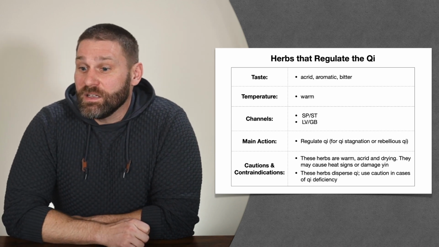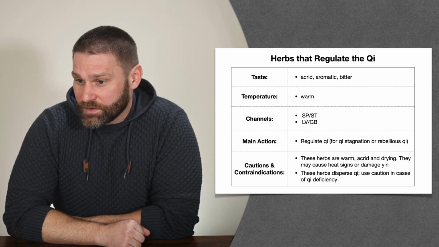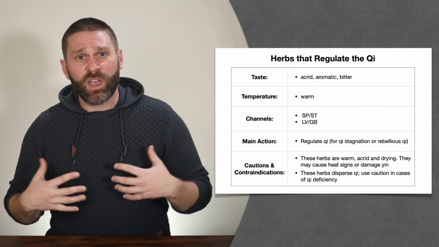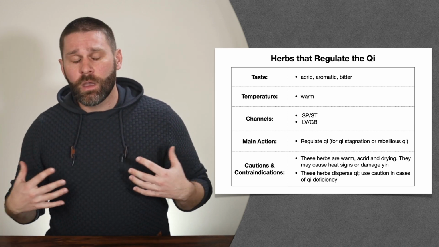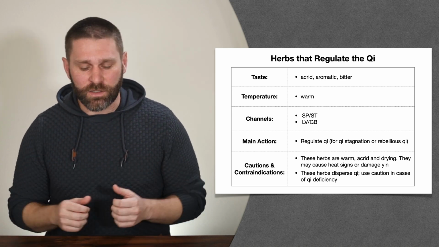The other thing is these herbs disperse qi, so use caution in cases of deficiency. Basically, we're using the acrid flavor to move and disperse stagnation, but we have to be careful that we don't end up dispersing the upright qi. An analogy we sometimes use is that moving qi is like revving the engine on a car. You don't want to rev the engine if you don't have enough oil. You'll actually cause damage. And that's the same thing here.